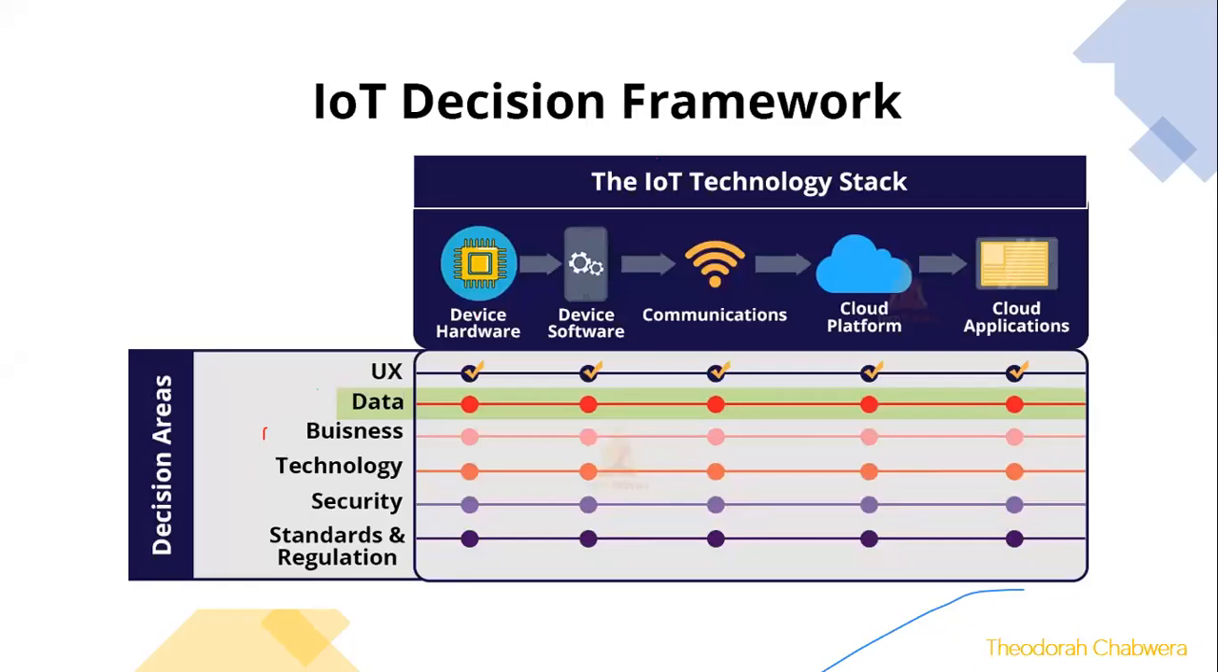Now let's look at the IoT decision framework. The IoT decision framework is there to help the project managers, to help the project developers decide the best hardware device to use, the best device software. And the project managers and developers, when making decisions, they consider these things: the UX, the data, the business, the technology, security, standards and regulations.